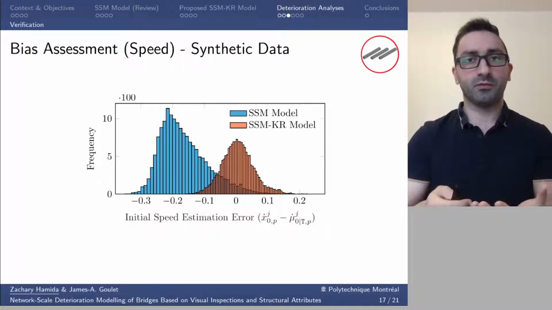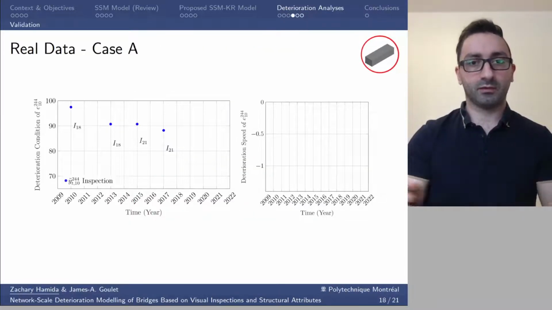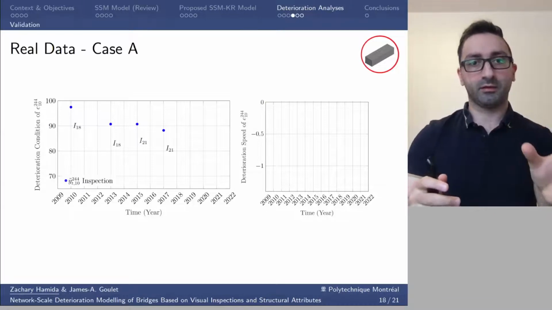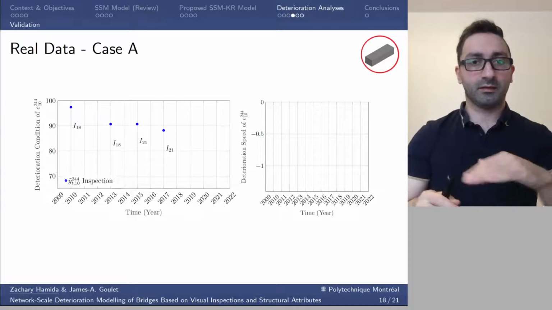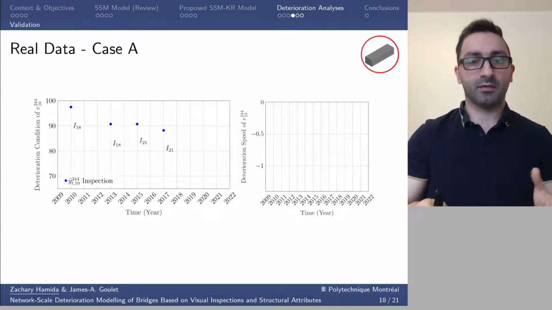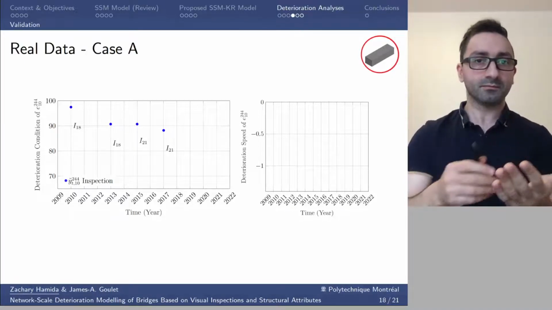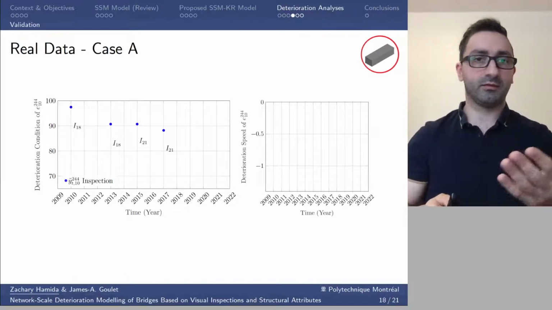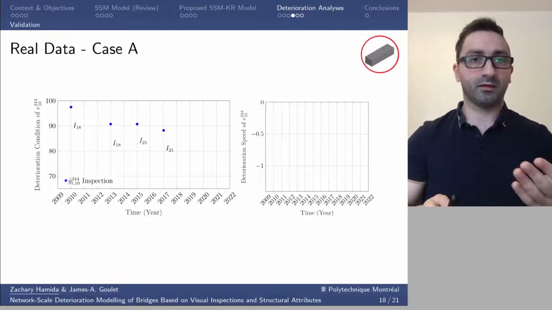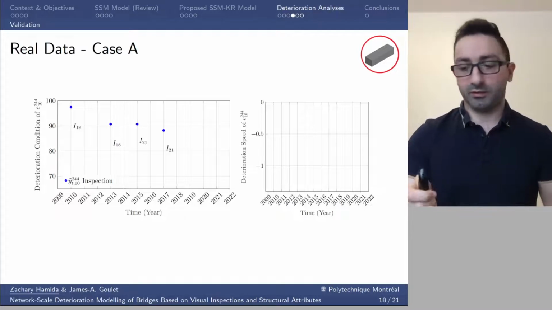But now let's move to the real data. In this case, I'm going to show an example for a time series. Again, same thing: the condition is on the left and the speed on the right in terms of graphs. The timeline is on the x-axis, and the vertical lines for the left graph are for the condition. You see the observations represented by the blue points, with each observation associated with an inspector, represented by the letter I. And again, for the speed, we don't have any observations.